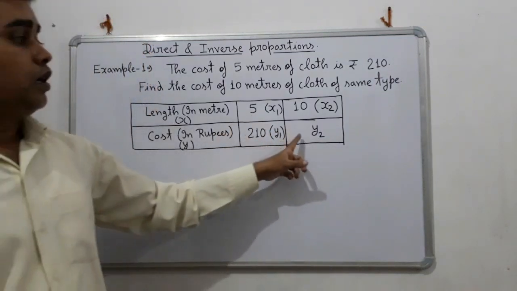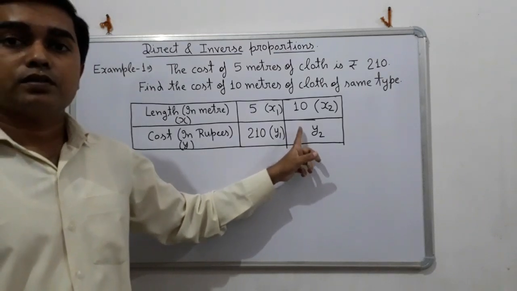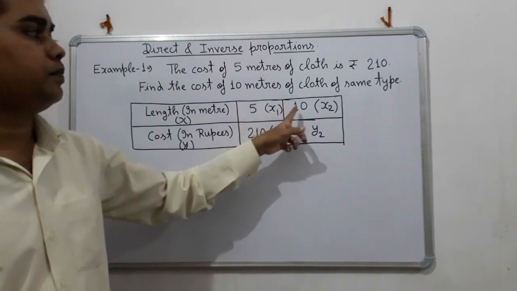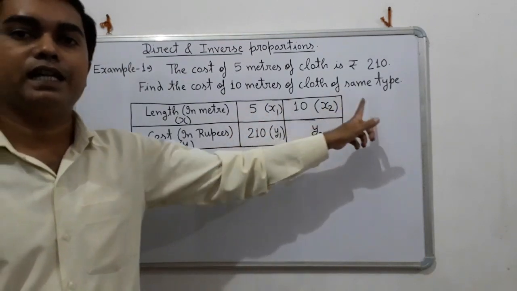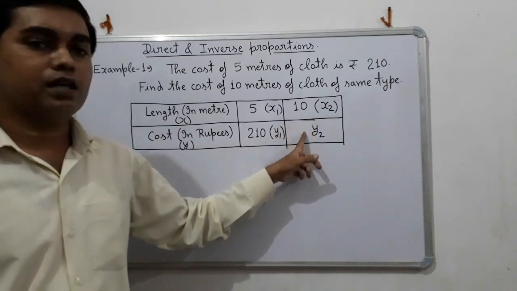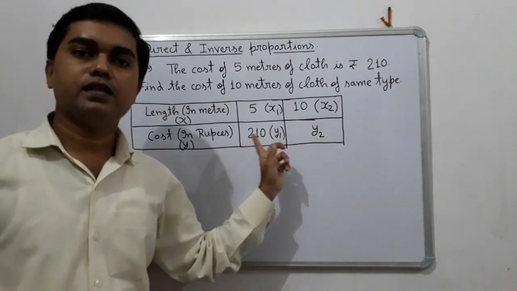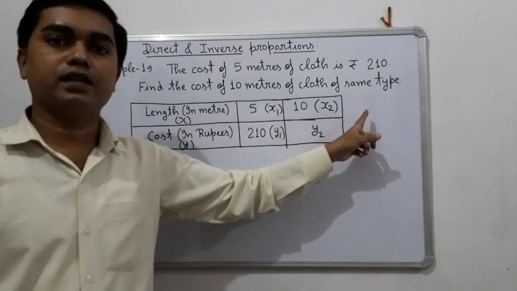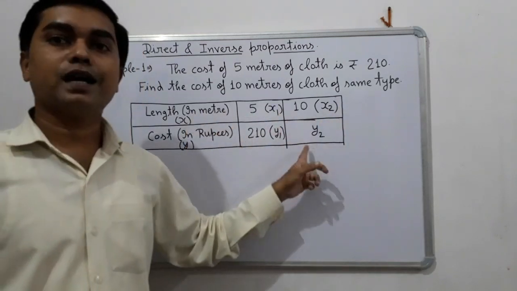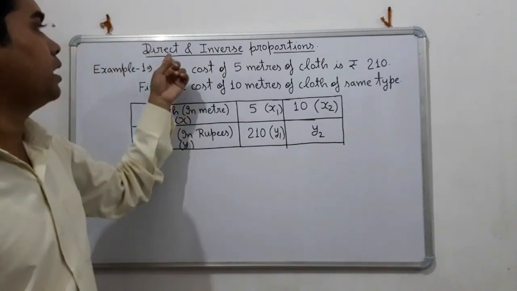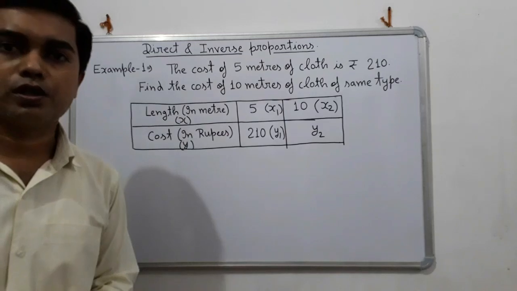Now यहाँ पे मैंने क्या बताया कि ये वैल्यू क्या होगी, ज़्यादा. ओके. तो अब यहाँ पे देखो 5, 10 means value is increasing, and same here 210. अब 10 मीटर की कॉस्ट क्या होगी, इससे ज्यादा आएगी, यानी this is also increasing. So the first quantity is increasing and the second quantity is also increasing. So it means this is a question of type direct proportion.